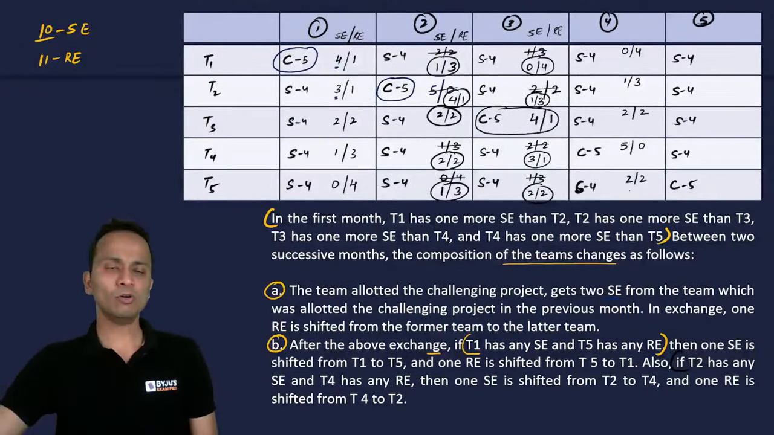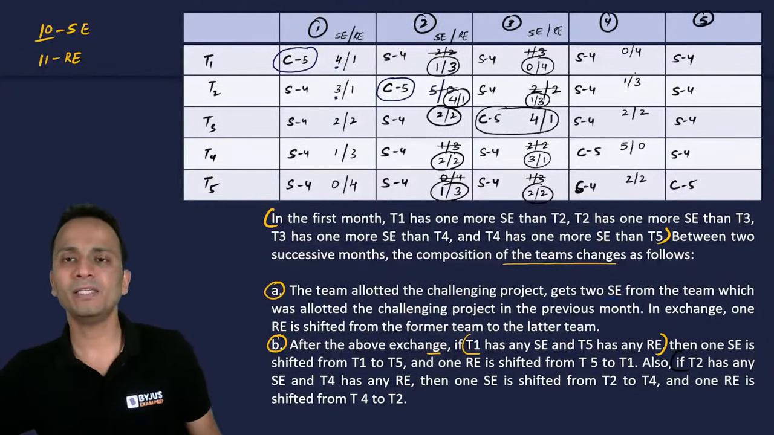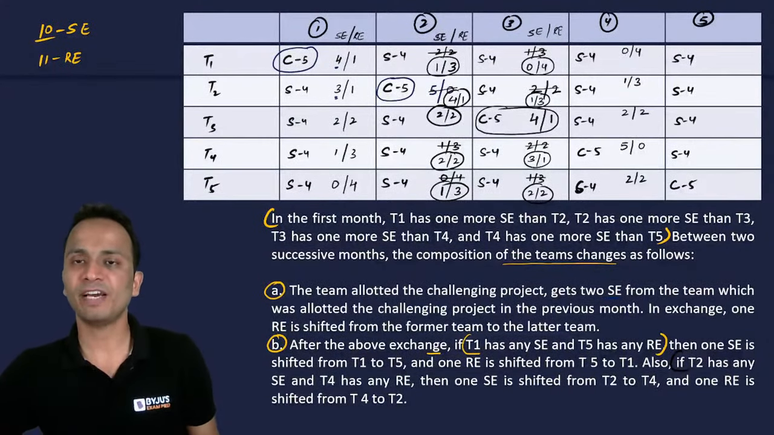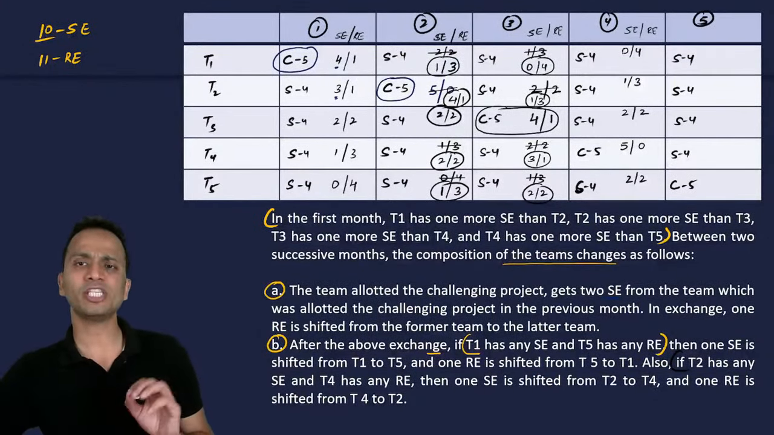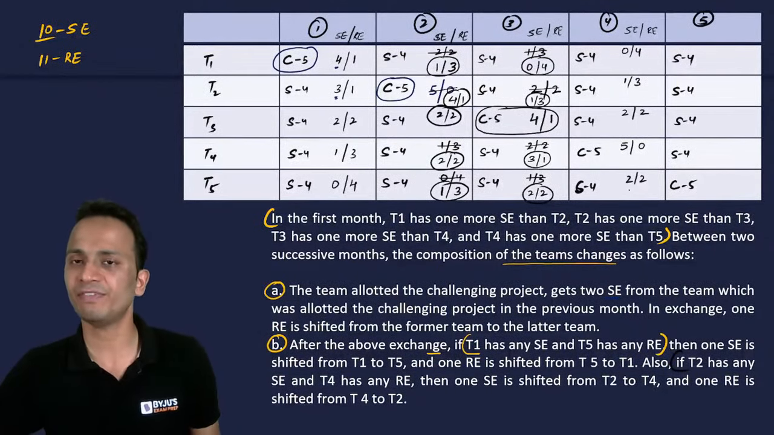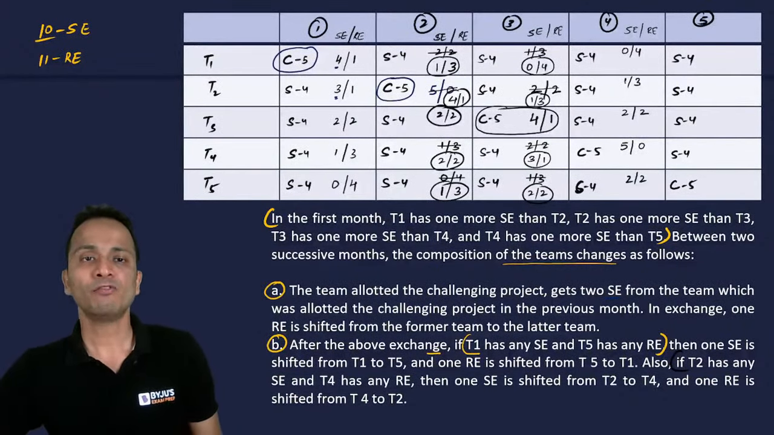Okay, now point number B will be applied between team 1 and team 5. Team 1 does not have SE, so no exchange will happen between team 1 and team 5 in this case. For team 2 and T4, yes, exchange will happen.